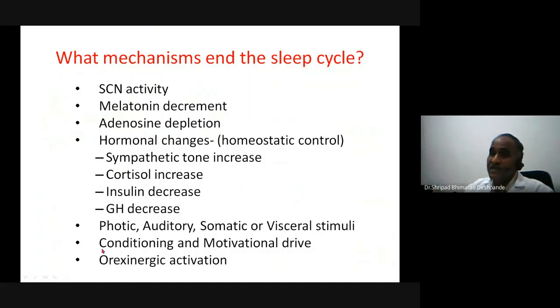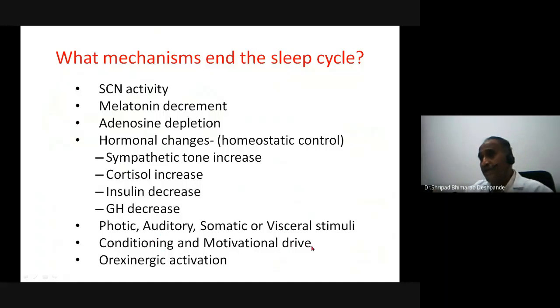Then there are other components associated with these mechanisms that end sleep. That is conditioning, because some persons are conditioned to wake up at 4 a.m. So they will wake up at 4 a.m. That is one of those conditioning factors. Or if you are sleeping up to 7 a.m., so you sleep up to that. So that is the conditioning component.